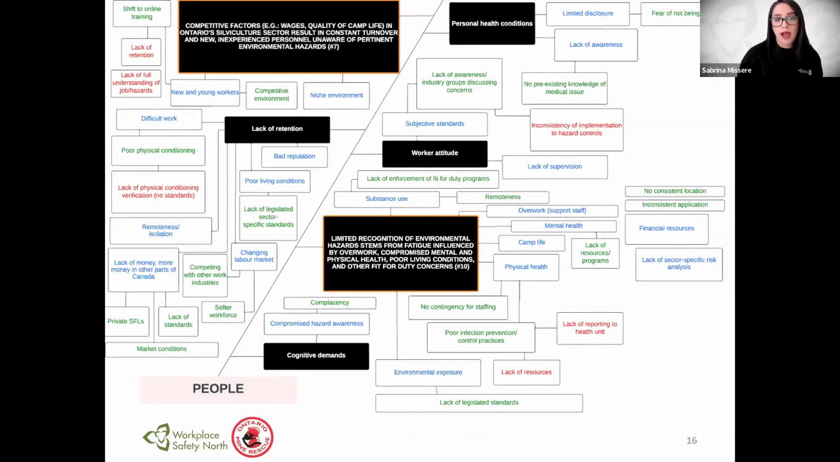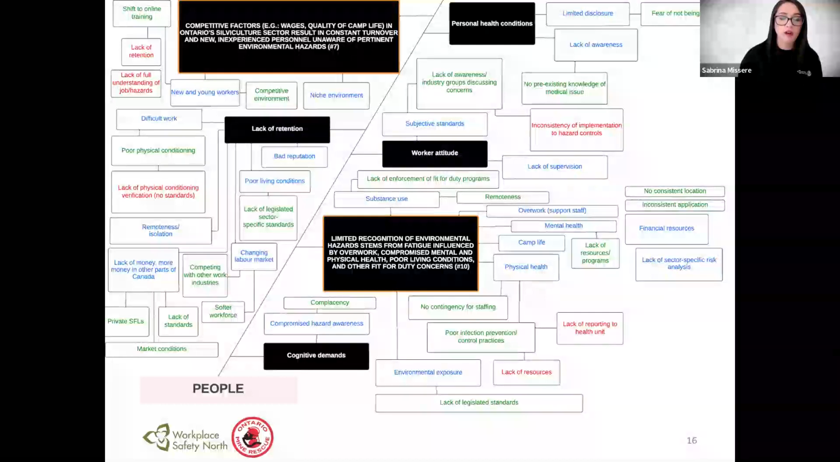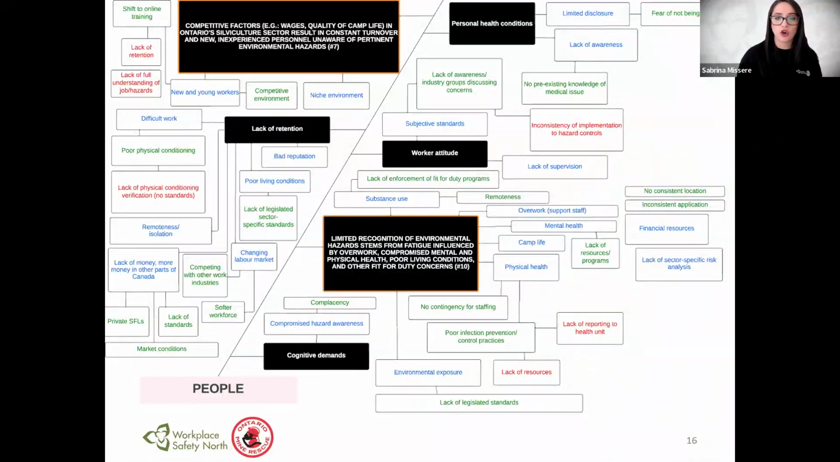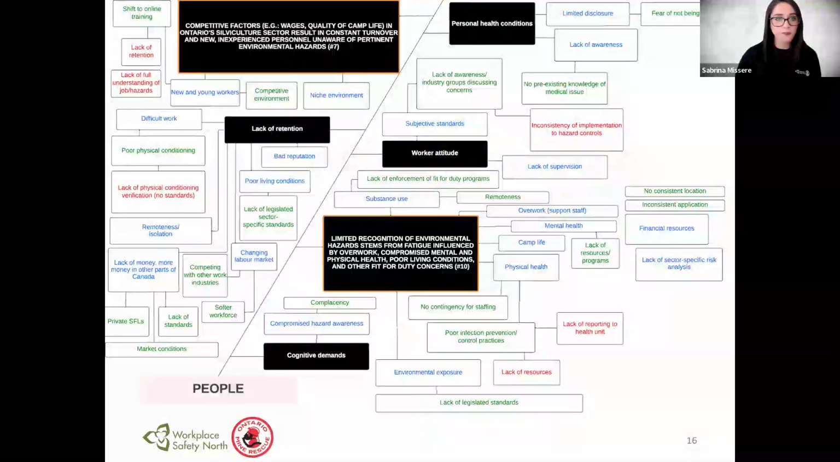Now, from the people category, the limited recognition of environmental hazards stemming from things like fatigue and competitive factors like wages and quality of camp life, resulting in that constant turnover in the sector, increasing the amount of new and inexperienced personnel who are unaware of pertinent environmental hazards, were voted by management and worker representatives and identified in the top 10 root causes.